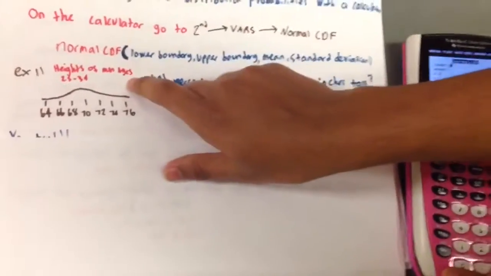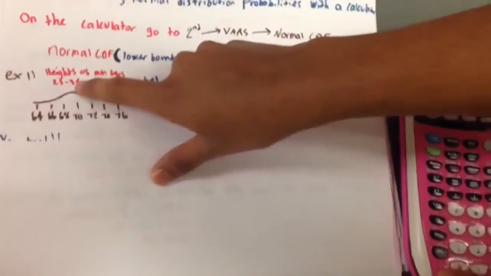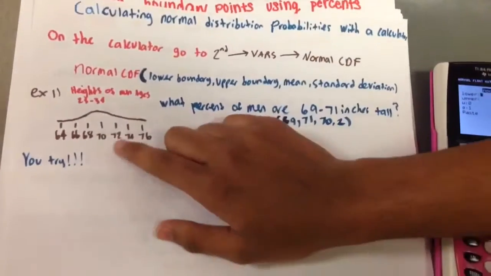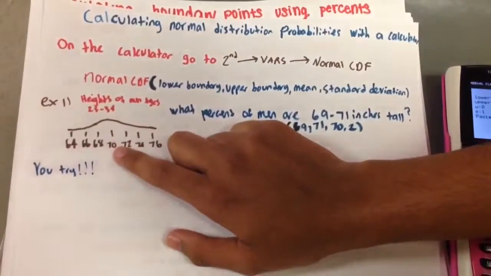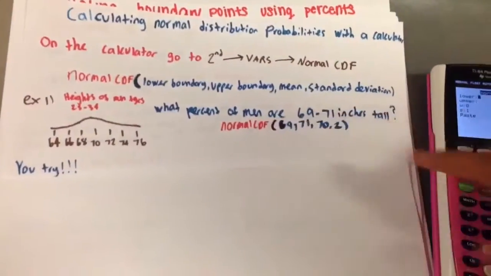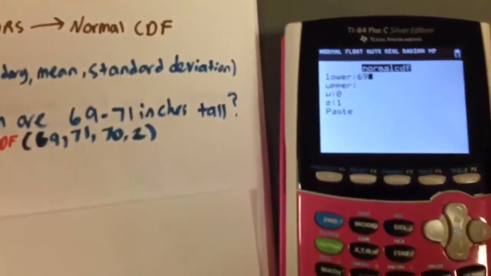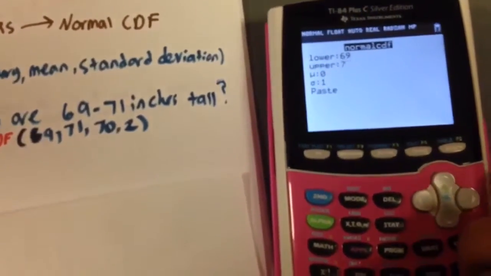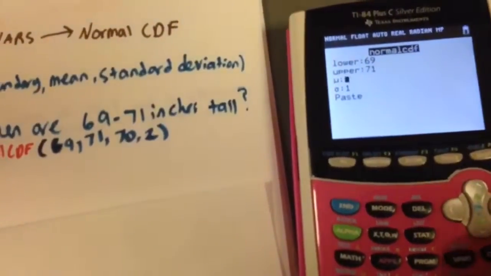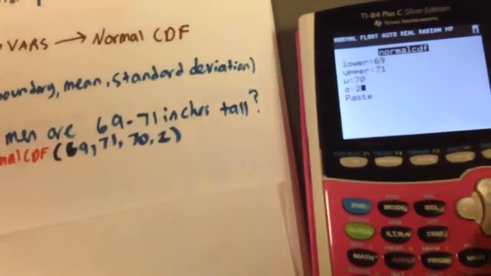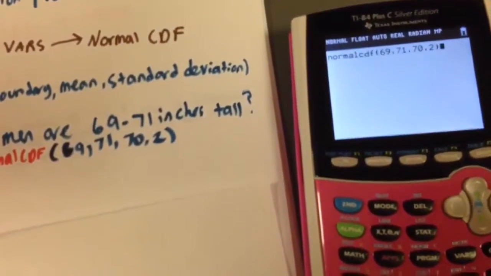So let's look at our first example. These are the heights of the men ages 25 to 34. The standard deviation is 2 with a mean of 70. What percent of men are 69 to 71 inches tall? So here we put the lower bound as 69, the upper bound is 71, the mean as 70, and the standard deviation as 2, and we get 38.3%.